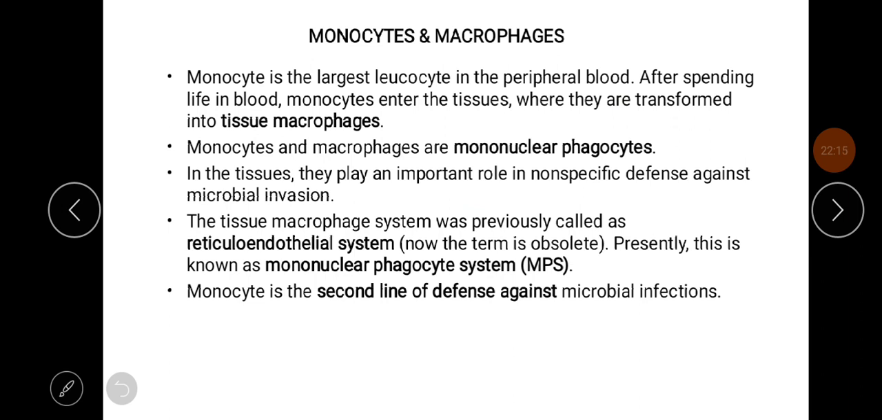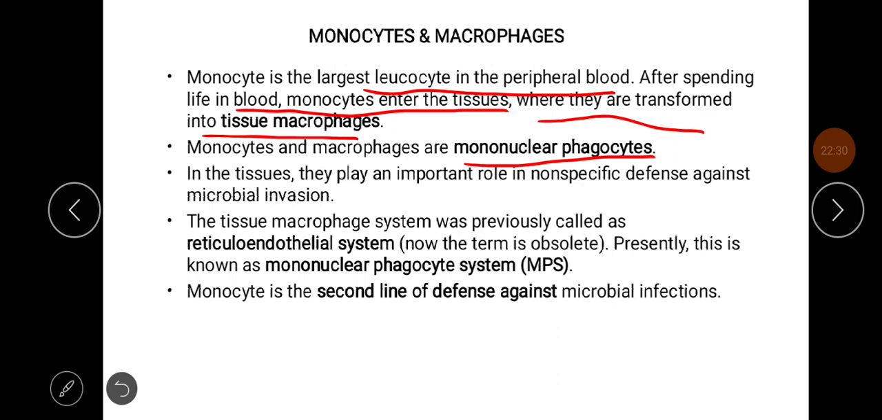Monocytes and macrophages. Monocyte is the largest leukocyte in the peripheral blood. After spending life in blood, monocytes enter tissues where they are transferred into the tissue macrophages. Monocytes and macrophages are mononuclear phagocytes. In the tissue, they play an important role in non-specific defense against microbial invasion.